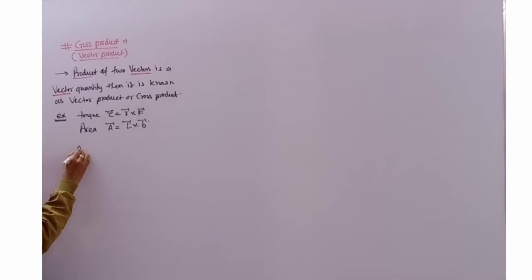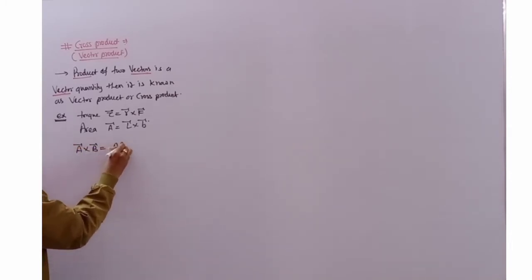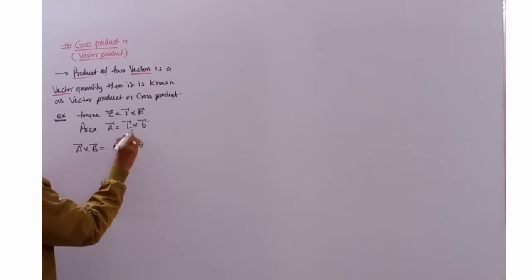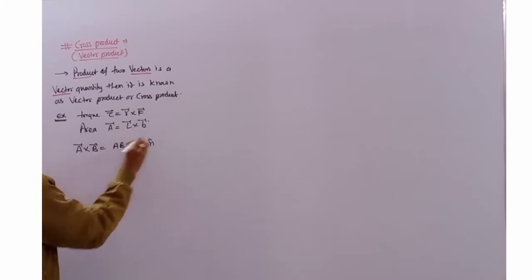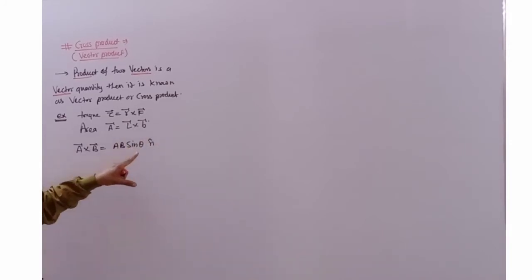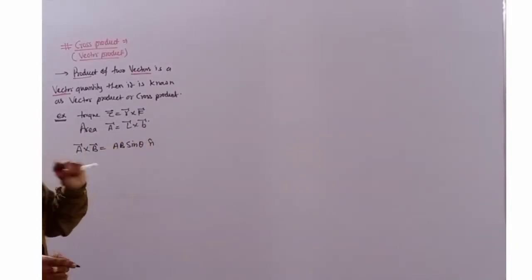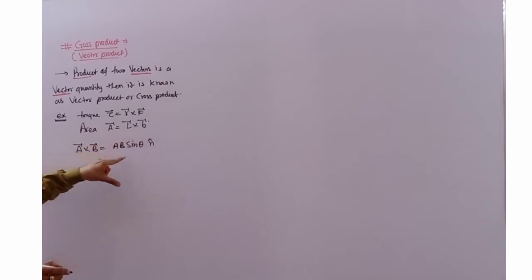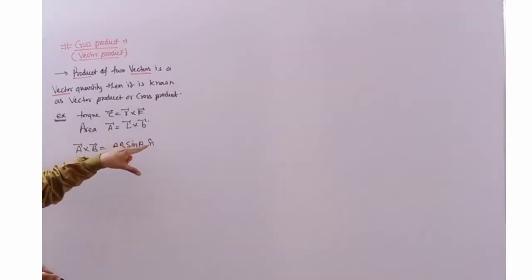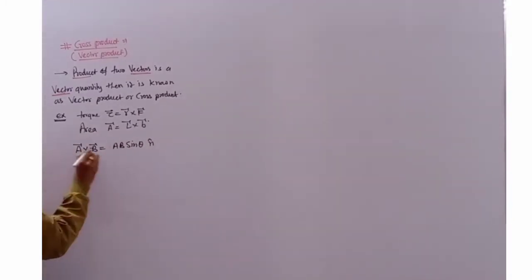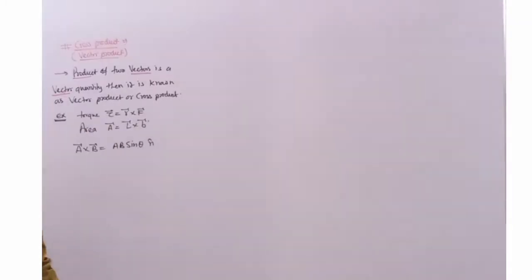The sign is like this. A vector cross B vector is equal to AB sin theta n cap. Here sin theta is taken and n cap will show that this quantity is a vector quantity. It will behave like a vector quantity. Whenever n cap is there, it will indicate that it is a vector quantity. A cross B is equal to AB sin theta n cap.